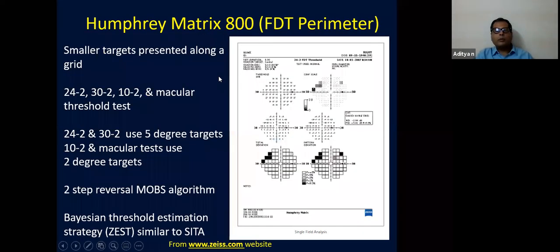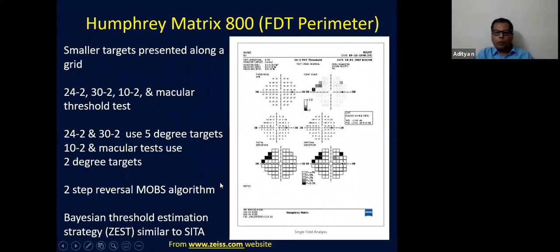So this is how the reports will appear. So what are the differences? Smaller targets are presented in this machine. It has all the programs like 24-2, 30-2, 10-2 and a macular threshold program. The 24-2 and 30-2 use larger targets, while the 10-2 and macular test use 2-degree targets. Each threshold is measured at all these points, similar to Humphrey standard white-on-white perimetry.